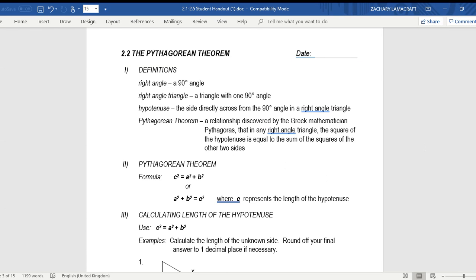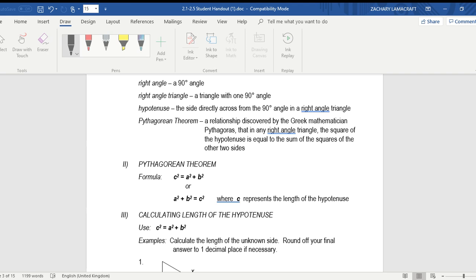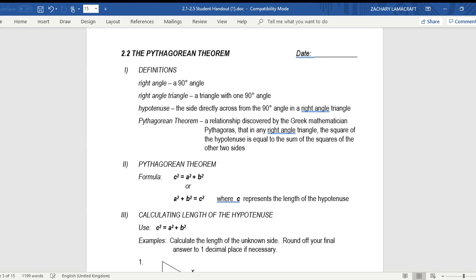Okay, so we are in lesson 2.2, unit 2, which is about trigonometry, which we briefly talked about, but we're actually going to do a little bit of a throwback lesson. I know many of you probably learned this in grade 7, potentially grade 8, but we're going to look at the Pythagorean theorem. Okay, so some definitions that you're going to need to remember.